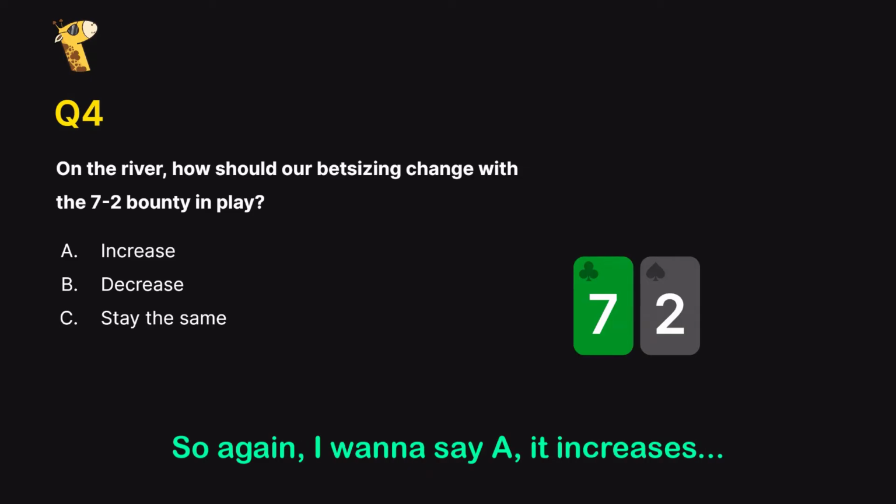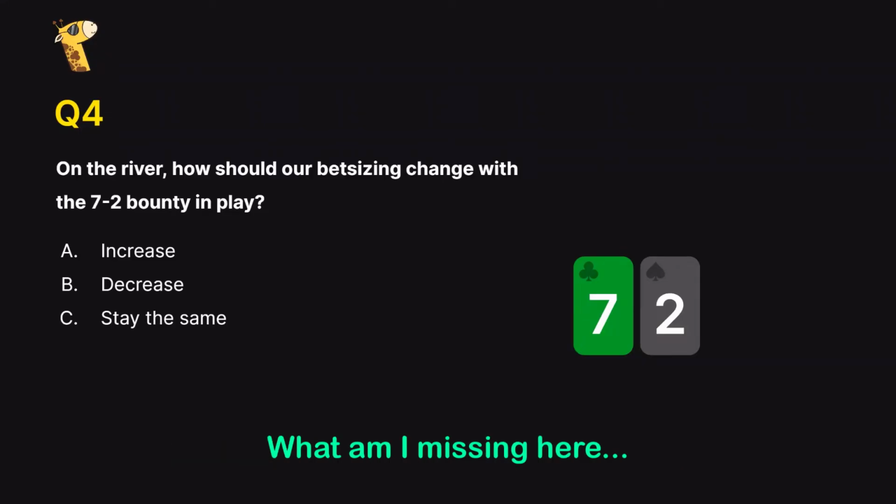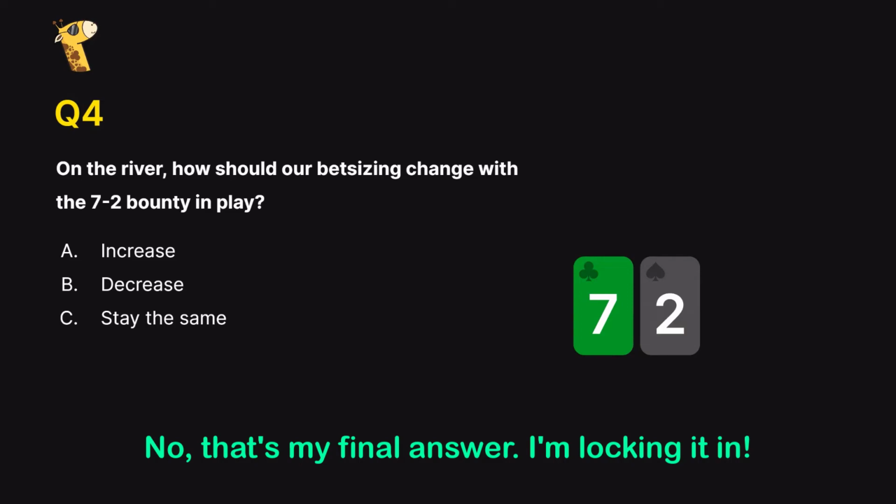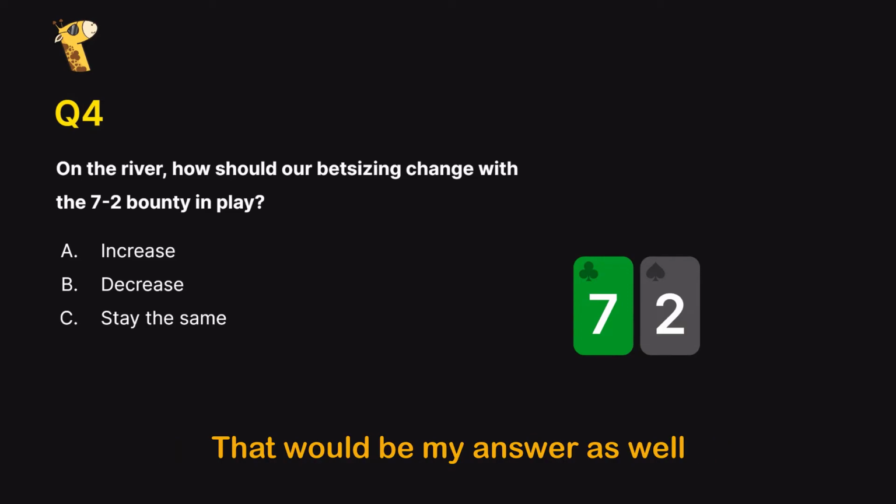So again, I want to say A, it increases. What am I missing here? So no, that's my final answer. I'm locking it in. I'm locking it in. Hey. That would be my answer as well.